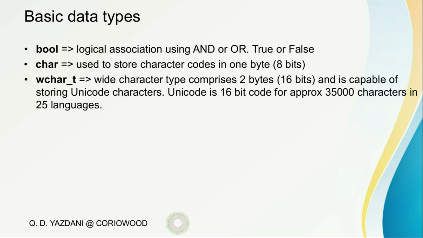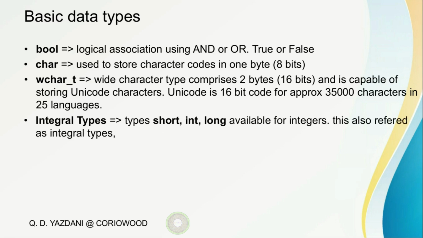But if you go to Google and type, you immediately see on the top bar it says UTF-8. It means Google is able to translate in many languages. UTF-8 is common if you want to do Russian or Persian or Arabic. Alright, integral types: short, int, and long are available for integers.